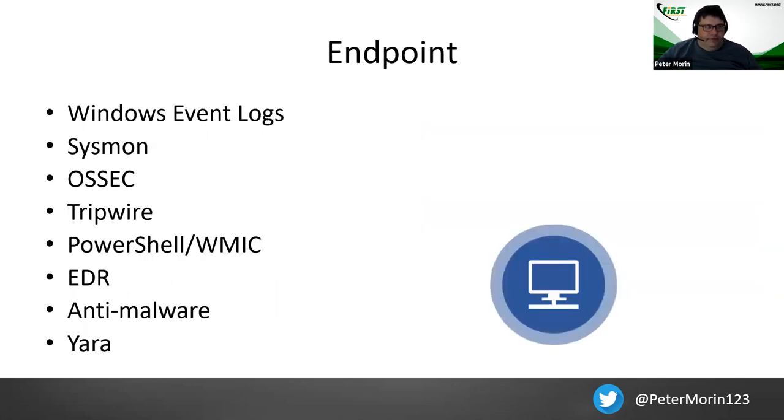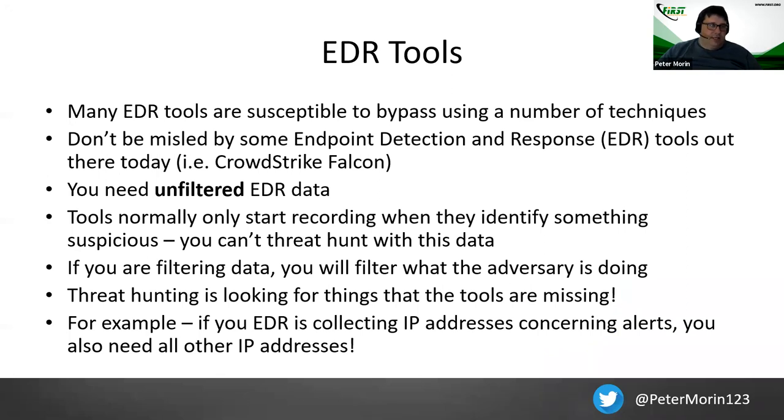From an endpoint perspective, there are all kinds of tools we have, like event logs. There is Sysmon, which we'll talk about. Tools like OSSEC, FIM tools like Tripwire. There's the use of PowerShell or WMIC, EDR tools, traditional anti-malware, signature-based tools. There are things like YARA. There are all kinds of ways to detect things that are not right on our endpoints. The interesting thing with EDR tools, and they're not all built the same, is that many are known to be susceptible to bypass using a number of techniques.